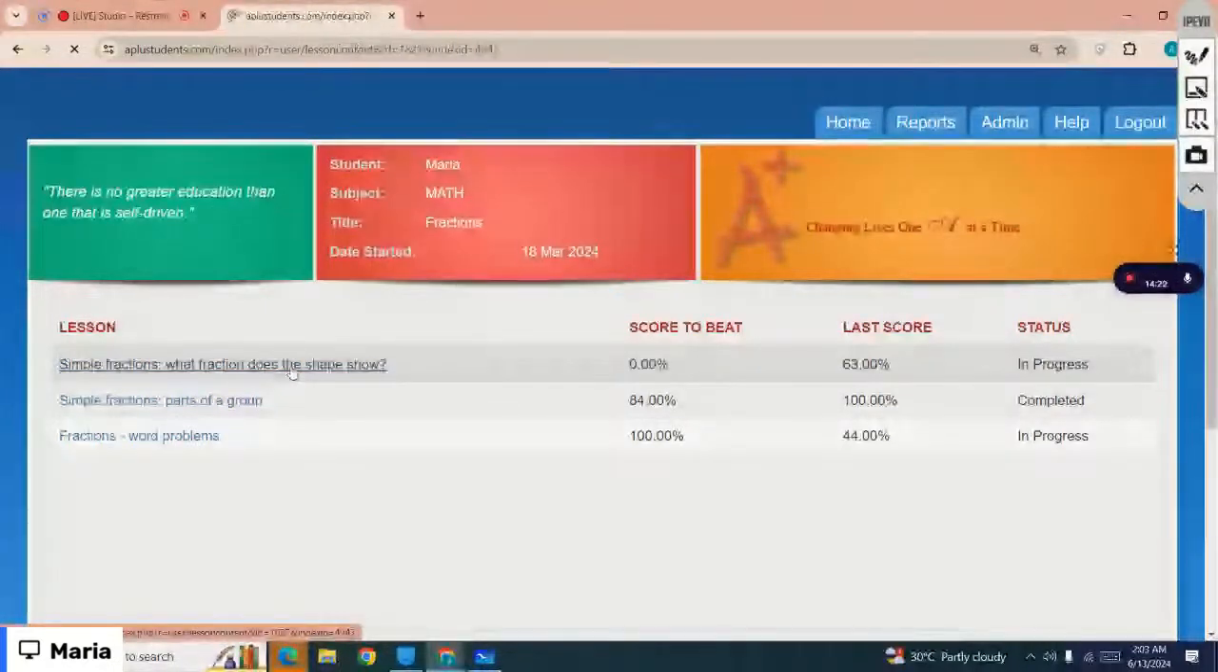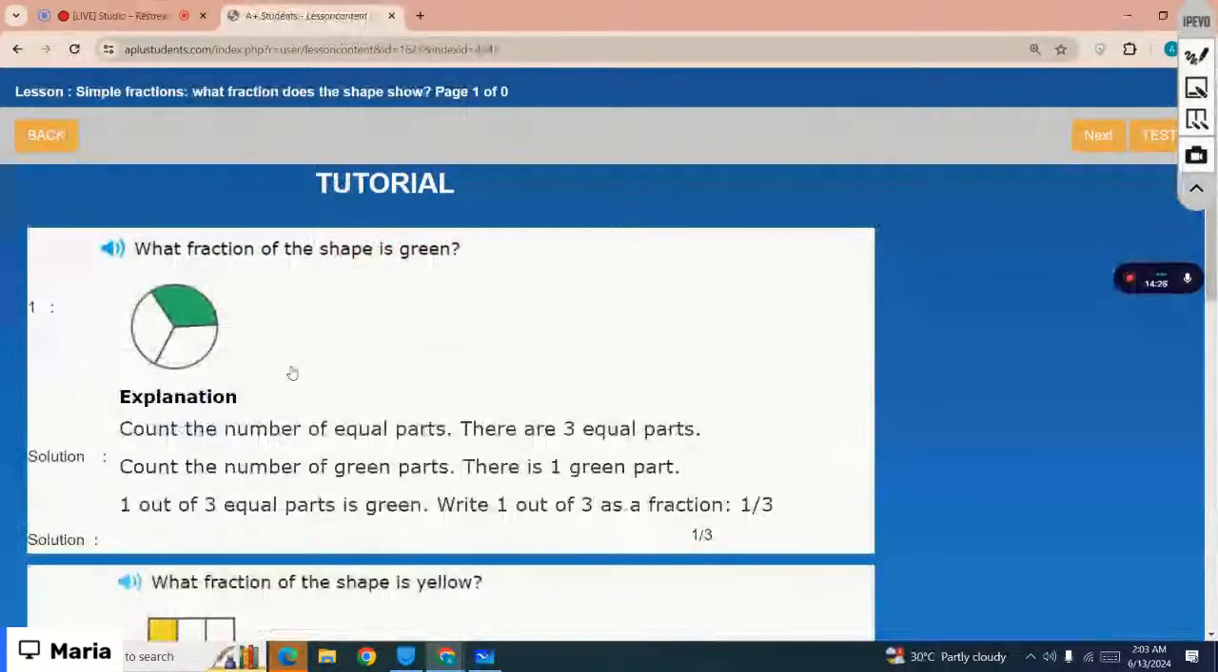What fraction of the shape is green? So first thing you have to understand here is the parts in the shape, right? So the shape has three equal parts, right? Now you have to count how many of them are green, right? So only one of the parts is green. So you can say one out of three equal parts is green. That means out of three parts, only one of them is green.